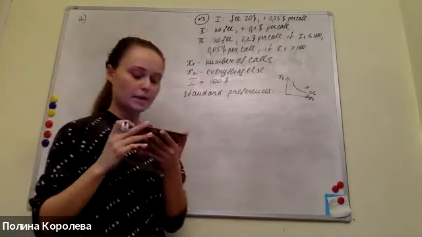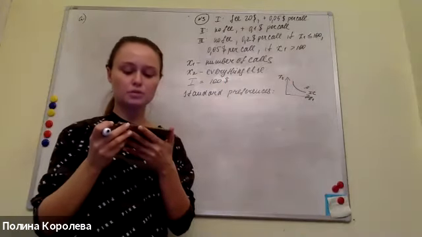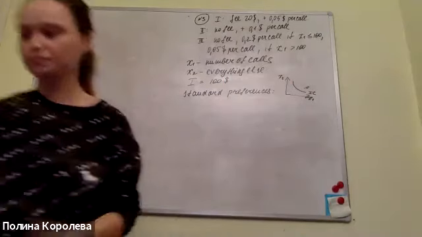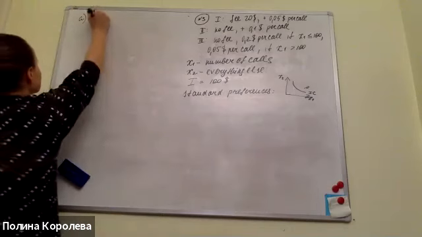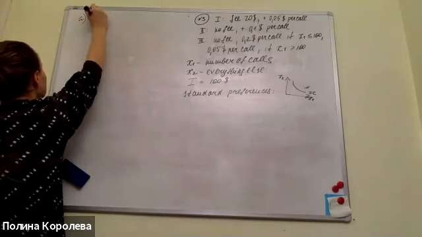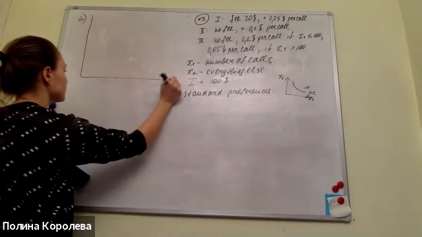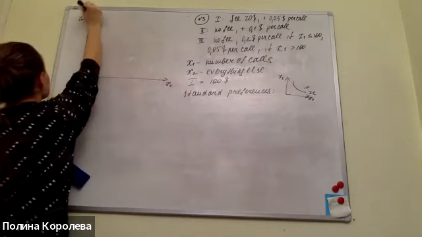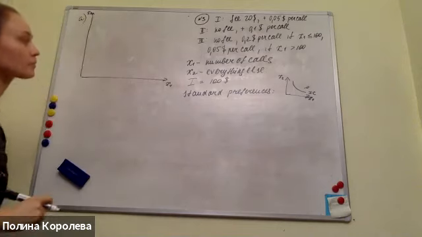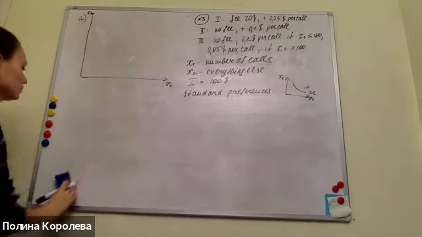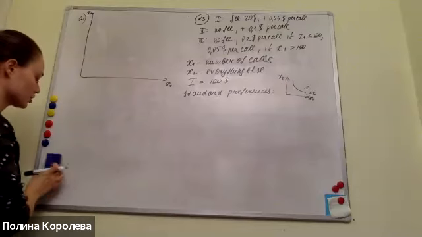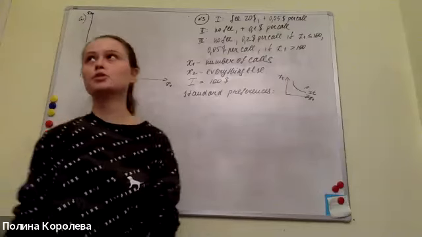How would his budget set look under options 1, 2, and 3? Illustrate. Let's draw the graph with axis. Here x1, here everything else. What do we know about the budget constraint, about the budget set?